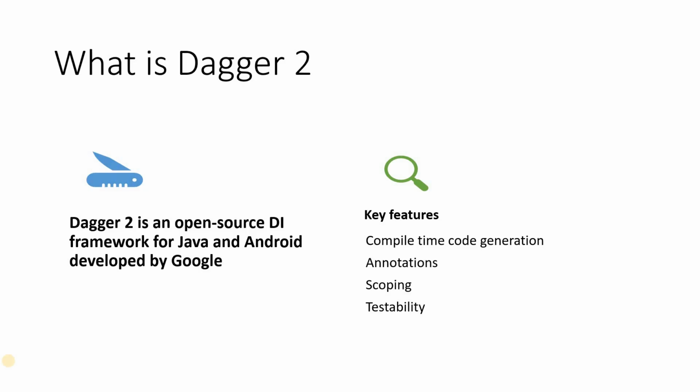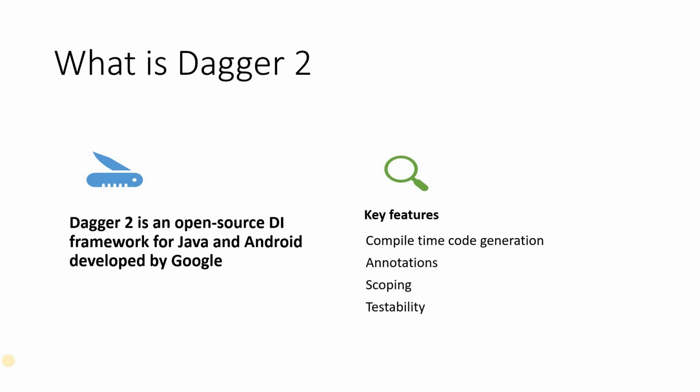Since our basic concepts are now very clear and strong, we'll now come to our main topic, which is Dagger2. Dagger2 is an open source DI framework developed by Google primarily for Java and Android. The key features of Dagger2 are it generates the required code at compile time so that all the issues are detected at compile time only and no runtime issues happen while running. It is an annotation based framework.